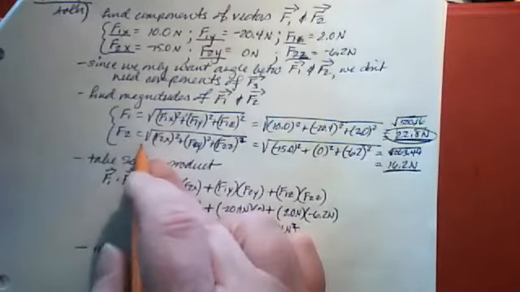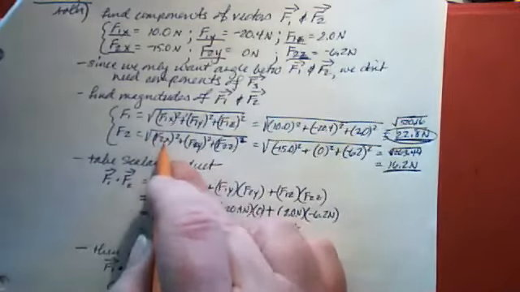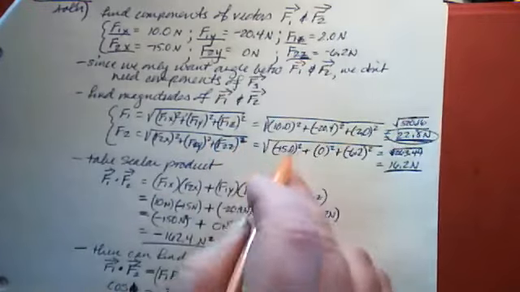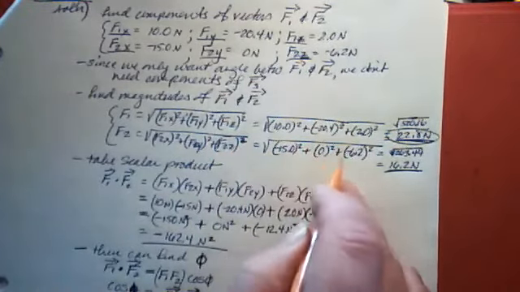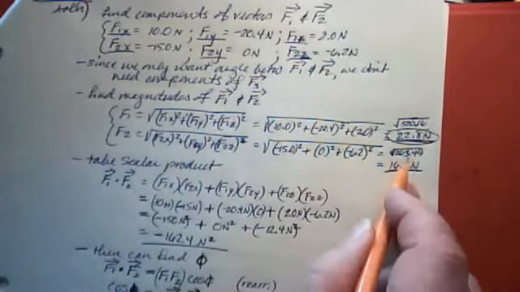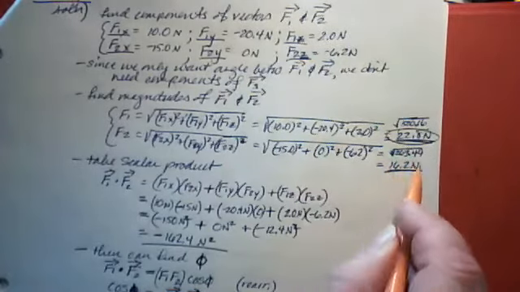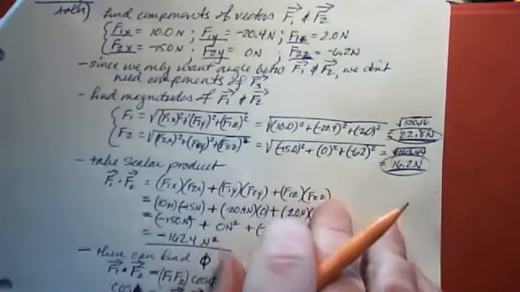For the magnitude of F2, that is the square root of the x component squared plus the y component squared plus the z component squared, which is the square root of negative 15 squared plus 0 squared plus negative 6.2 squared. That comes to the square root of 263.44. And when you take the square root of that, you get 16.2 newtons.